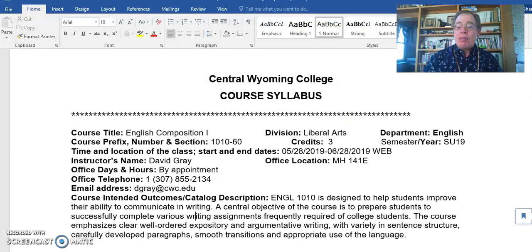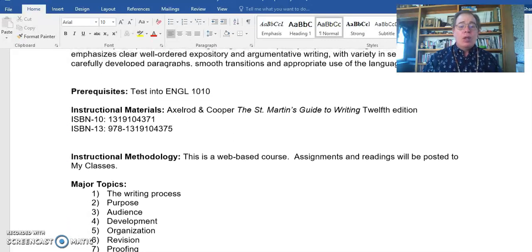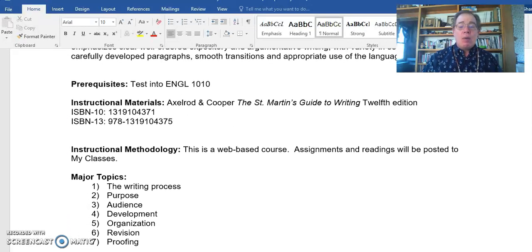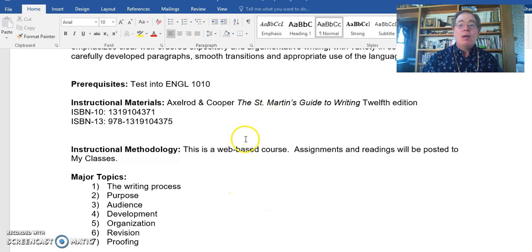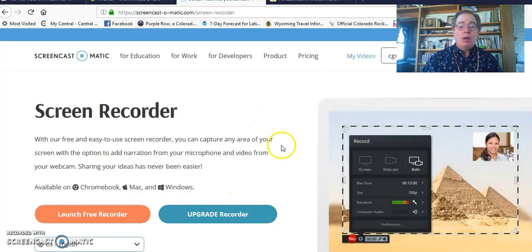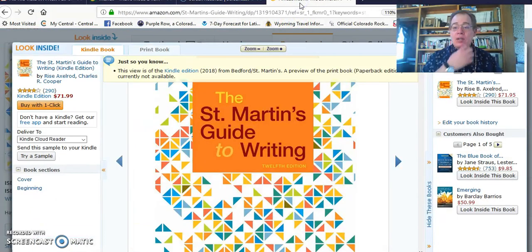Moving on down through the syllabus, you can see that we will be using a textbook for this course. It's by Axelrod and Cooper. It's called the St. Martin's Guide to Writing, 12th edition. There's the ISBN numbers. Let me see if I can get a picture of it up here. Yeah, there it is. There's a picture of the book, the St. Martin's Guide to Writing, the 12th edition.